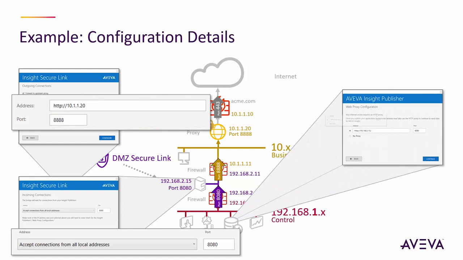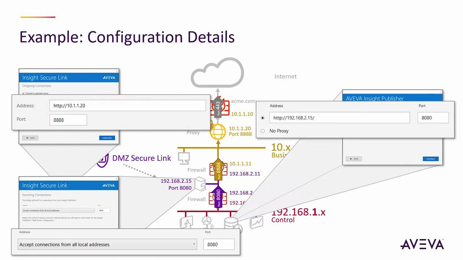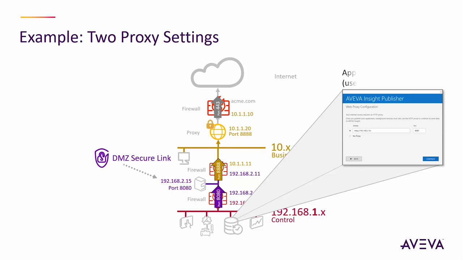Specify that in DMZ Secure Link in the configuration. And then on the publishing side, in the publisher, I can also specify a proxy. And for that proxy, I'll reference the DMZ Secure Link. When we talk about the proxy, there are really two proxy settings that apply on the publishing side. The one we just mentioned here is used by the runtime. That's configured in the publisher itself.